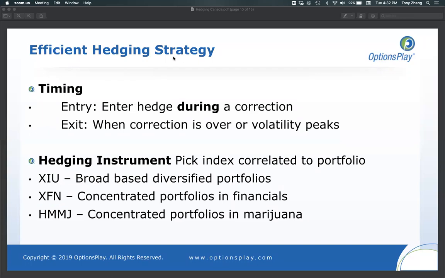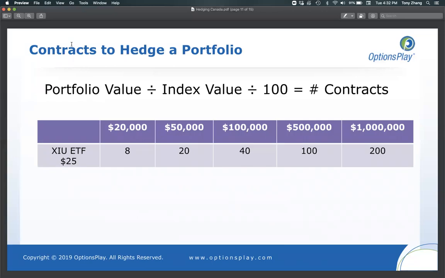So once you've picked a hedging instrument, now let's take a look at how you actually go about calculating a few different things. First of all, we want to take a look at how many contracts it takes to actually hedge your portfolio. This is a really simple formula, and OptionsPlay actually calculates it for you, so you don't have to memorize how to do this. I will show you how to utilize our tool to do these calculations, but it's very simple.